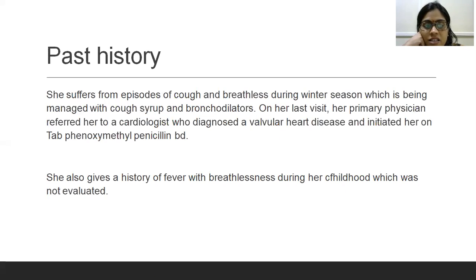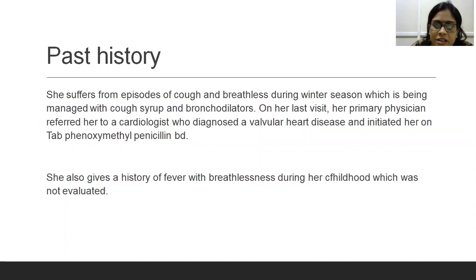Patient is taking phenoxymethyl penicillin. Phenoxymethyl penicillin is given in rheumatic heart disease. Patient also gives history of an episode of fever with breathlessness, which likely points to rheumatic heart disease. So, at the end of this history, I would give a provisional diagnosis of breathlessness for evaluation, likely to be of cardiovascular cause, suspecting valvular heart disease in view of rheumatic heart disease. So this would be your provisional diagnosis.